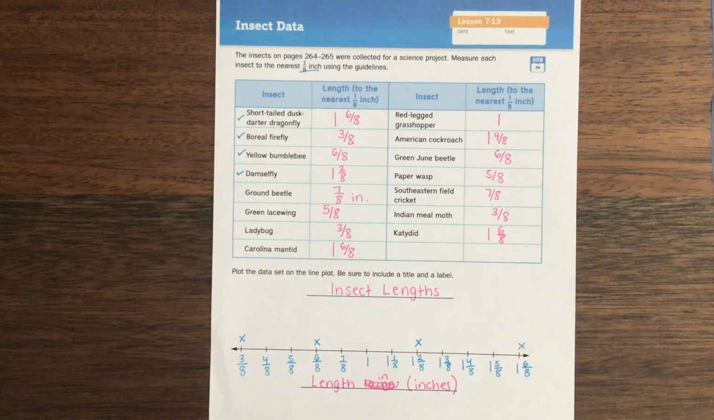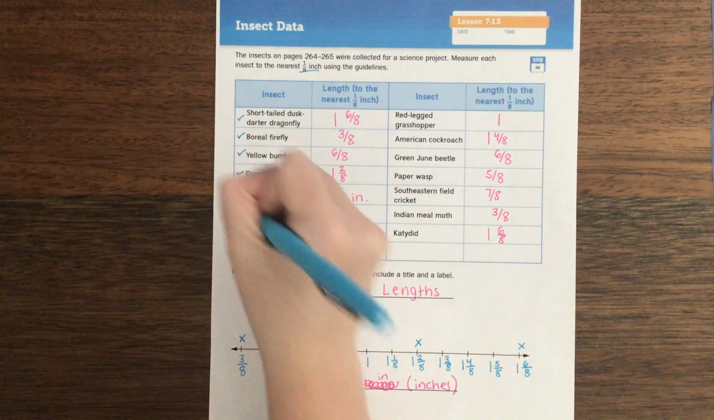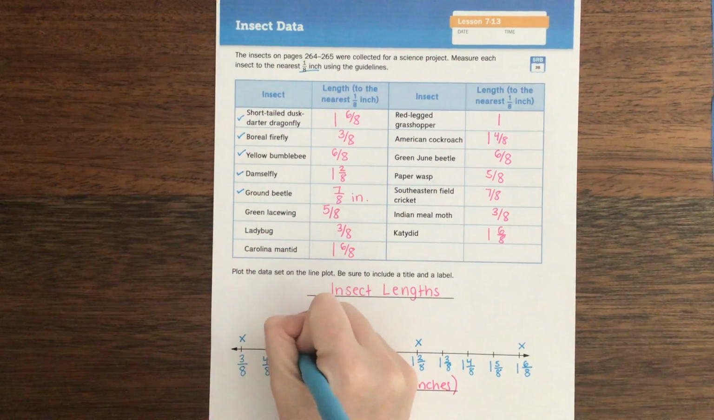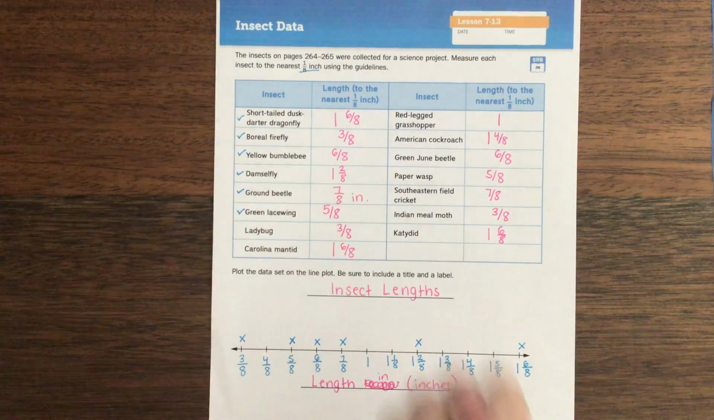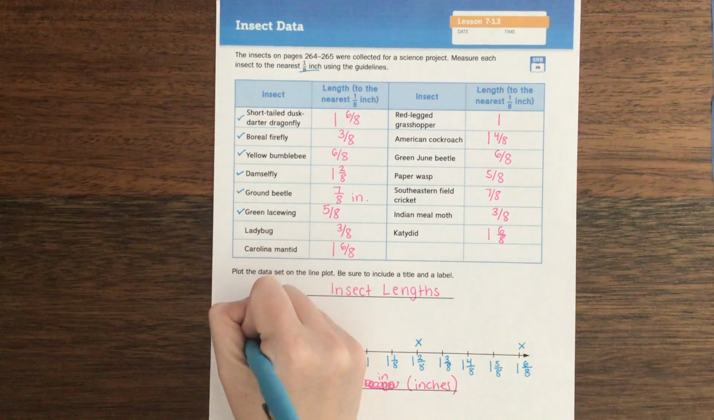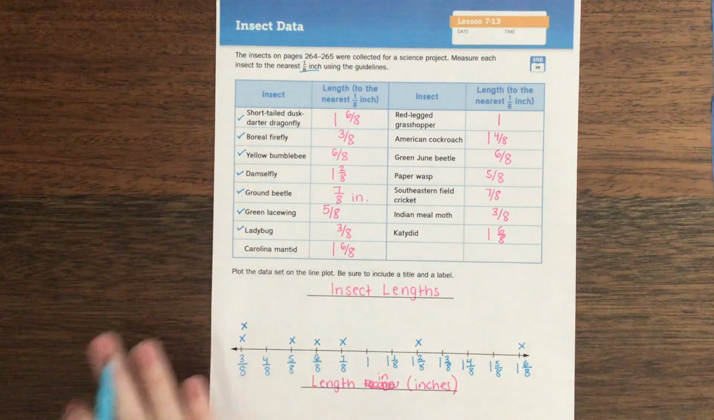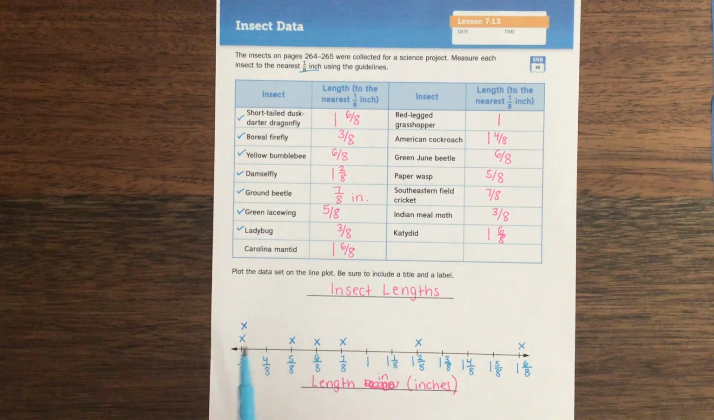The ground beetle is 7/8. The great green lacewing is 5/8. I would not rush this process. The ladybug is 3/8, because you don't want to mess anything up, because then it'll mess up all of the questions on the next page.